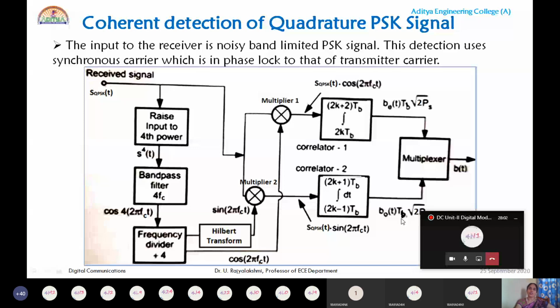If you observe the output from correlator 1, it is proportional to Be(t). Similarly, the output of correlator 2 is proportional to Bo(t). Now both the signals are fed to the multiplexer. What will this multiplexer do? The multiplexer will add these two sequences, the even bit sequence and the odd bit sequence, so that the first bit is odd and the second bit is even.